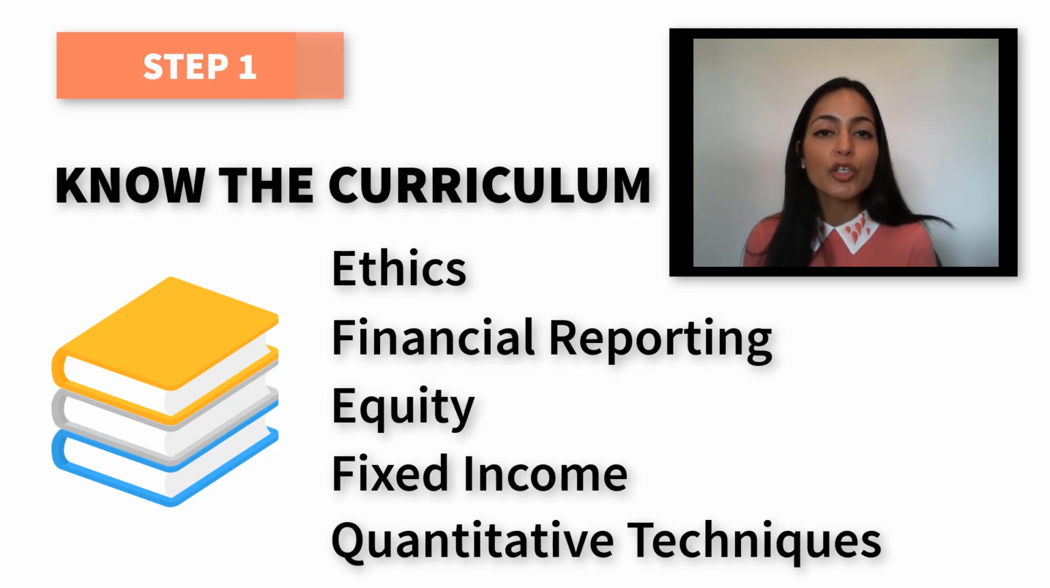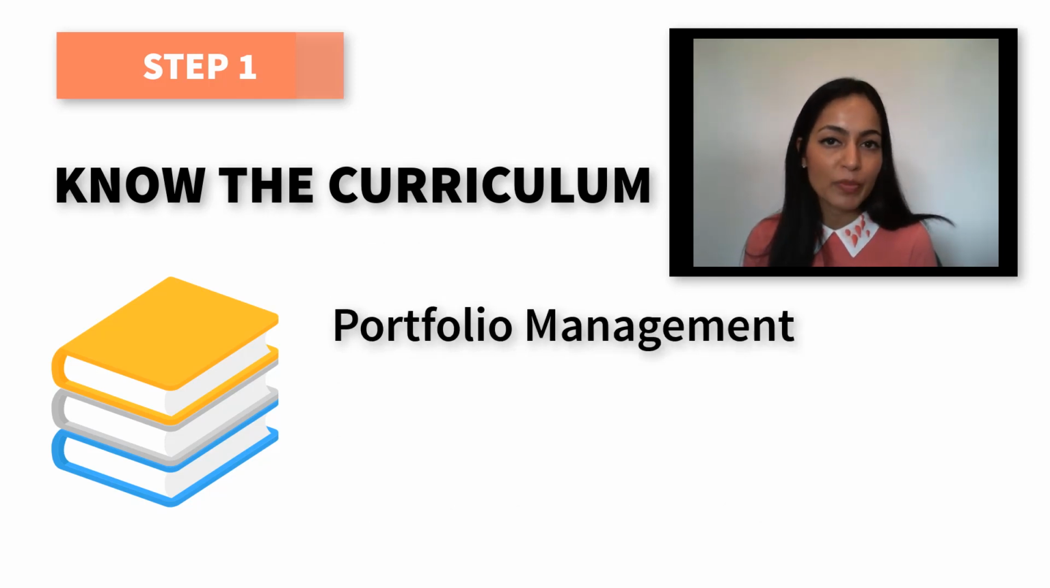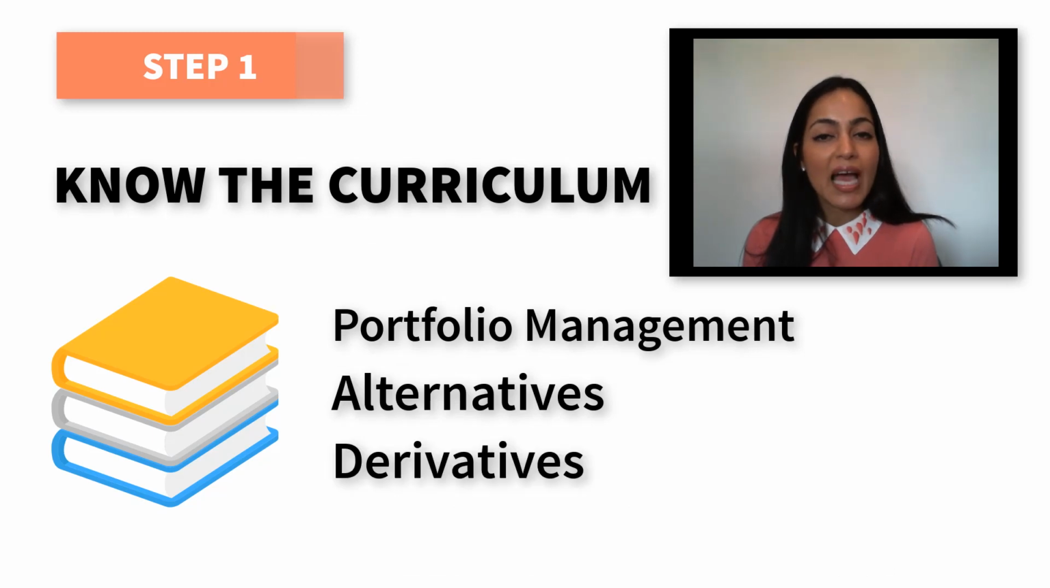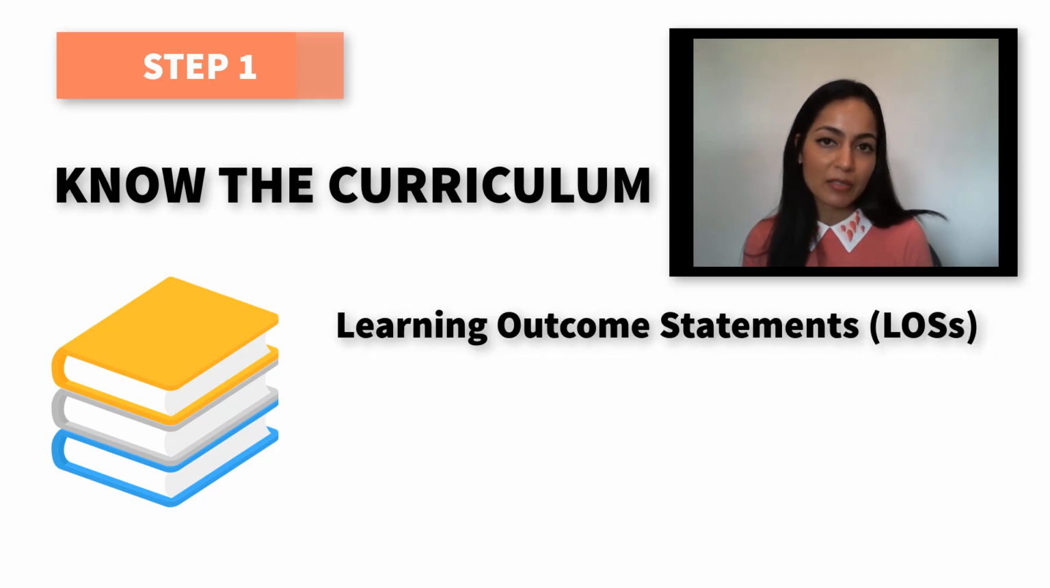Now, in addition to those, you will also have to look at other smaller areas, such as portfolio management, alternatives and derivatives. However, because they have a lower weighting, do not spend a disproportionate amount of time on those areas. Now, I'm not saying neglect them. I'm saying if you want to pass this exam, you've got to focus most of your attention on the bigger areas. Knowing the curriculum also involves looking at the learning outcome statements.